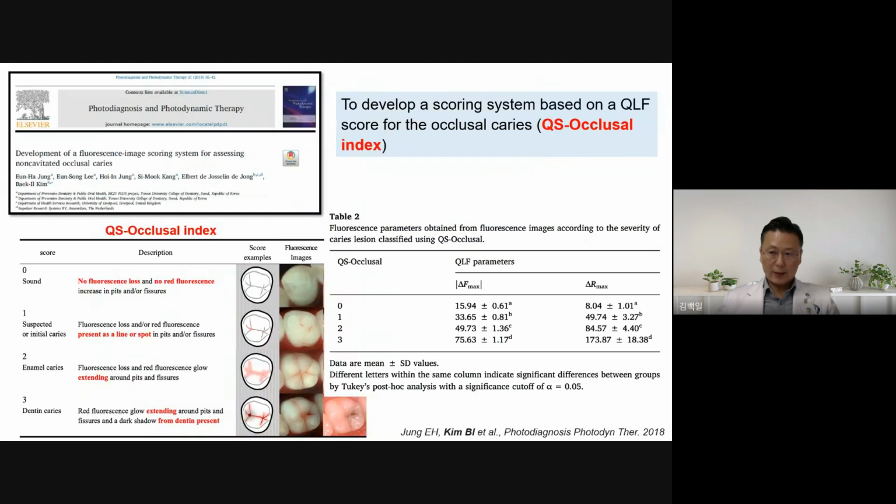In the second study, we also focused on occlusal carious detection by Curie. We also developed the QS occlusal index. We compared this index with the ICDAS.